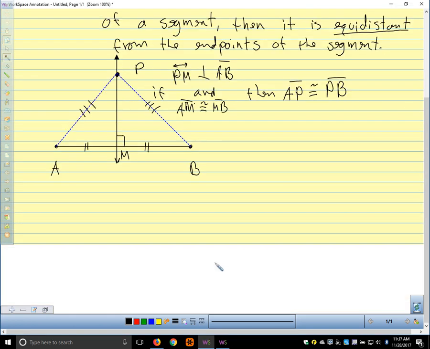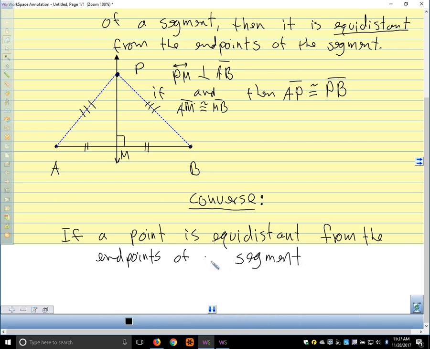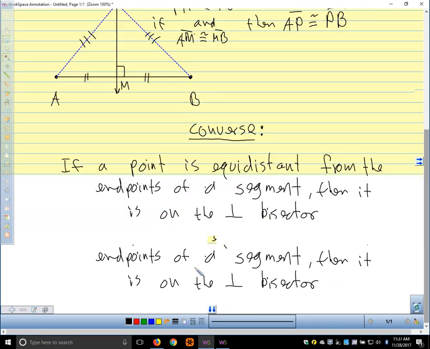And we can write the converse as well. And remember that the converse just means we switch the order of our if and our then. So our converse is going to say if a point is equidistant from the endpoints of a segment, then it is on the perpendicular bisector. Remember the little upside down T means perpendicular.